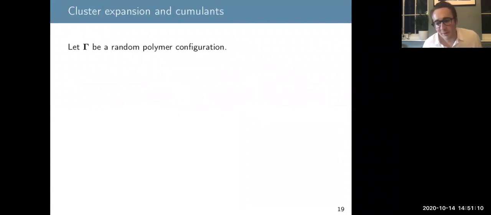Okay. So in the last few minutes, I'll try and just give you a sense of why understanding cluster expansion can be useful. And it goes back to something I mentioned earlier about understanding these cumulants.